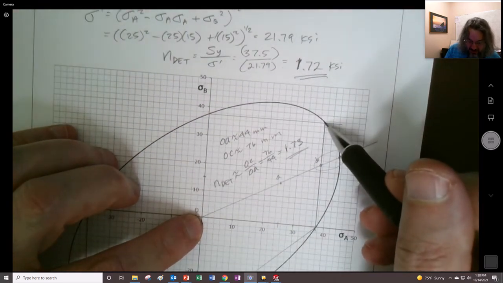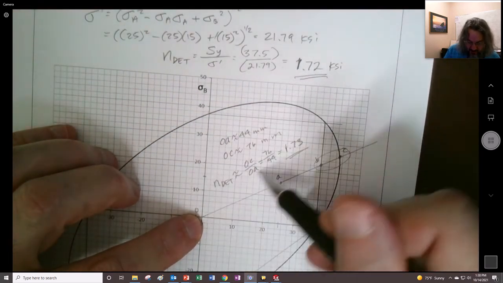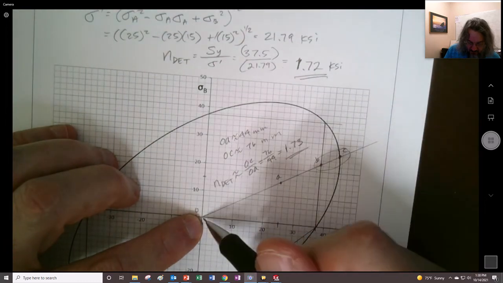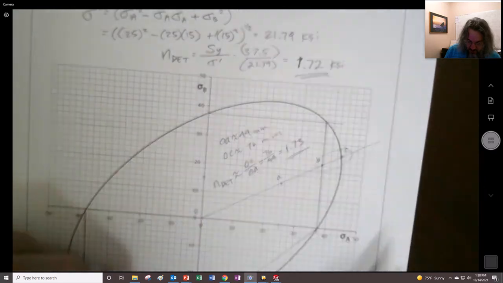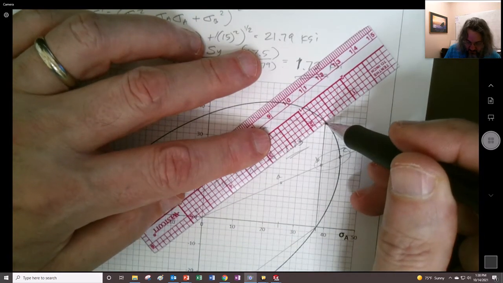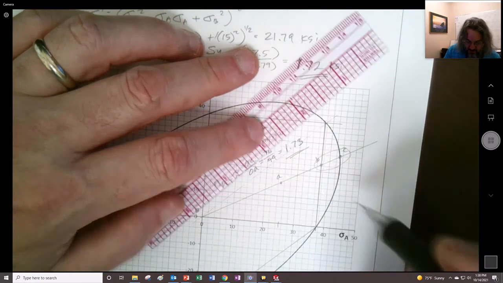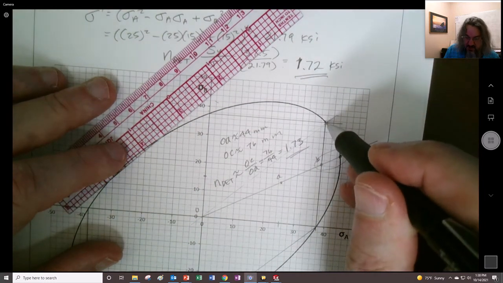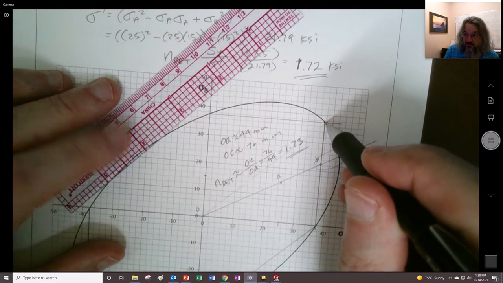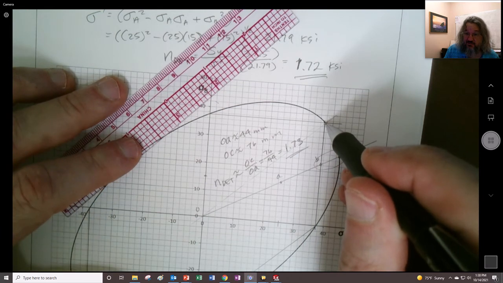If we were to get a stress state along this line right here, like a 45 degrees, which means that sigma A and sigma B would equal each other, right? That's the only way you can get a 45 degrees right here, when sigma A and sigma B are equal to each other. And you would see that they'd get the same safety factor as the maximum shear stress theory. Interesting, huh?